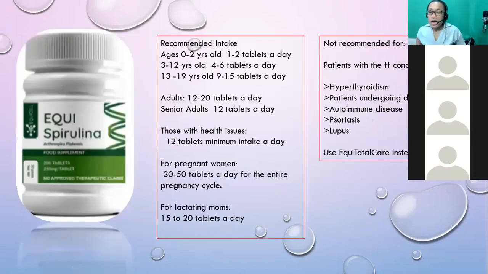So here is how you are going to recommend Equi Spirulina. So this is good for all people, for all ages. So the recommendation of intake is for ages 0 to 2 years old, you can give them 1 to 2 tablets a day. Okay, for 3 to 12 years old, 4 to 6 tablets a day. For 13 to 19 years old, 9 to 15 tablets a day. For adults, 12 to 20 tablets a day. For senior adults, 12 tablets a day.